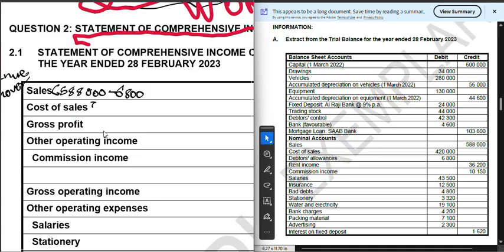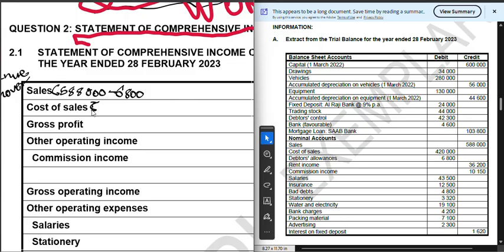Right now we are just transferring the first information. This is information A. So obviously there should be information B, maybe information C, but we need to exhaust information A for this particular book. And this particular book is Statement of Comprehensive Income. We are going to look at the nominal account section. Are you ready? Now we start.